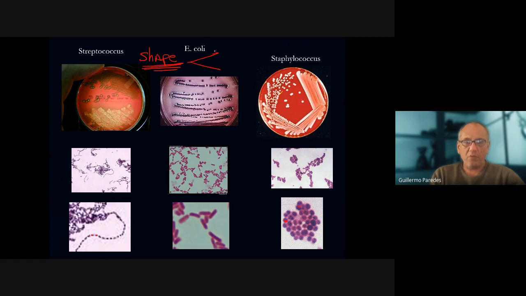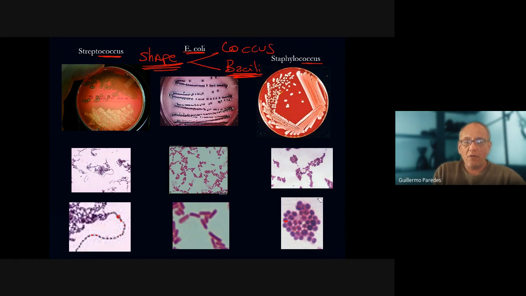Shape. The two basic shapes are going to be coccus, and the other one is going to be bacilli. Bacilli is cylindrical, right? Cylindrical shape. So here we know that E. coli is bacilli, a bacillar shape. And streptococcus are going to be like coccus, right? Coconuts. So they're going to be rounded. Can you see rounded here? And on the other side, staphylococcus are going to be rounded.